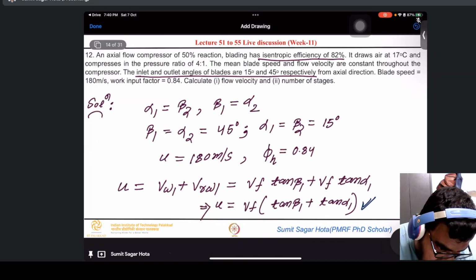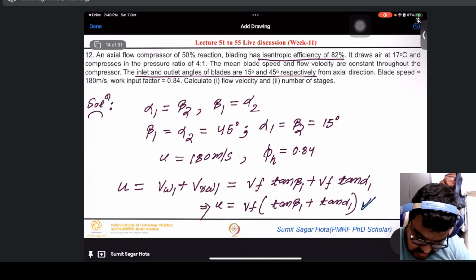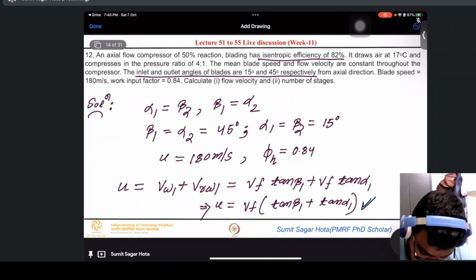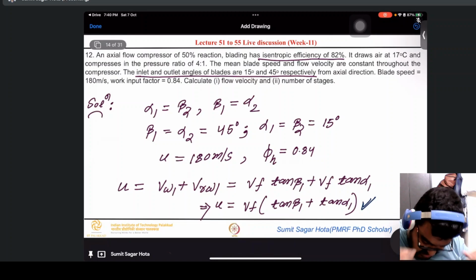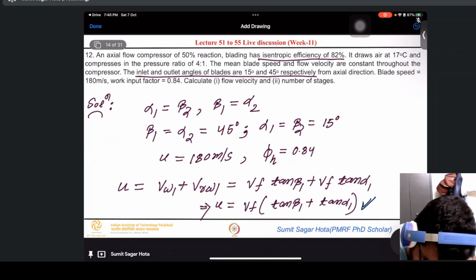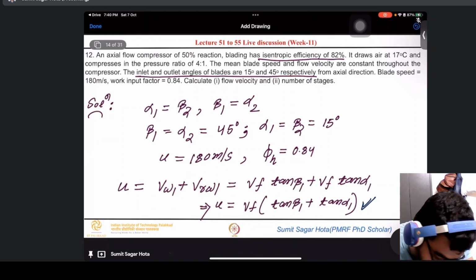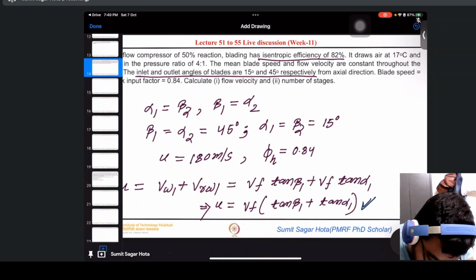Tan beta 1 plus tan alpha 1. Okay, so what is Vf then? Vf is U divided by tan beta 1 plus tan alpha 1. Yes or no? Okay, so that is what we are now going to do. So Vf equal to U divided by tan beta 1 plus tan alpha 1.